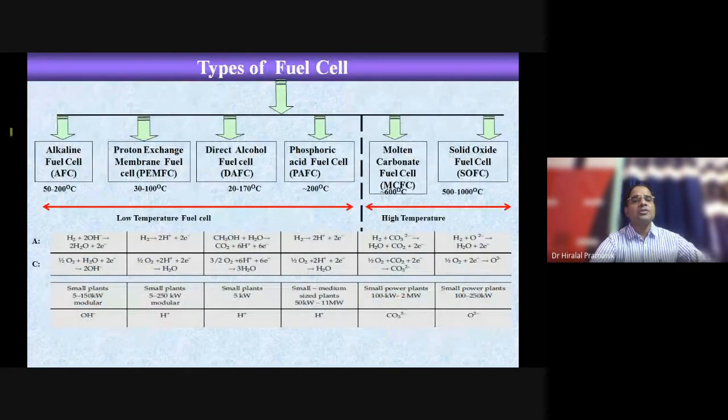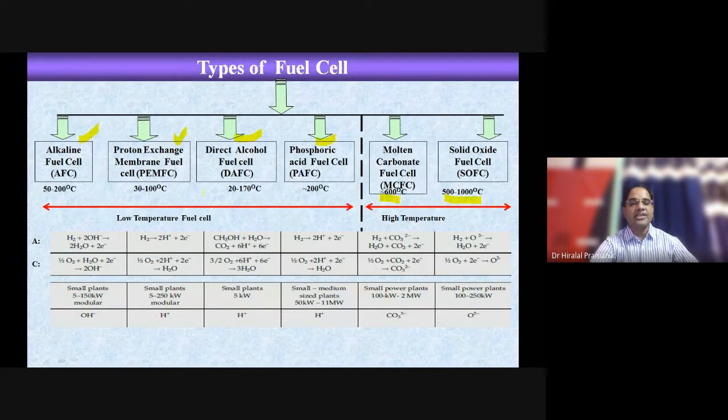So the types of fuel cell: alkaline, proton exchange membrane fuel cell, direct alcohol fuel cell, phosphoric acid fuel cell. These are low temperature cells. You can see their range is up to 200, not more than 200 degrees Celsius. Molten carbonate and SOFC have a very high temperature range, 500 to 600. The benefit of high temperature is that you can directly use a hydrocarbon, where there is a reformer at high temperature which will produce CO and H2, and directly you can use CO and H2 as a fuel in the SOFC. And MCFC can also use hydrogen as a fuel.